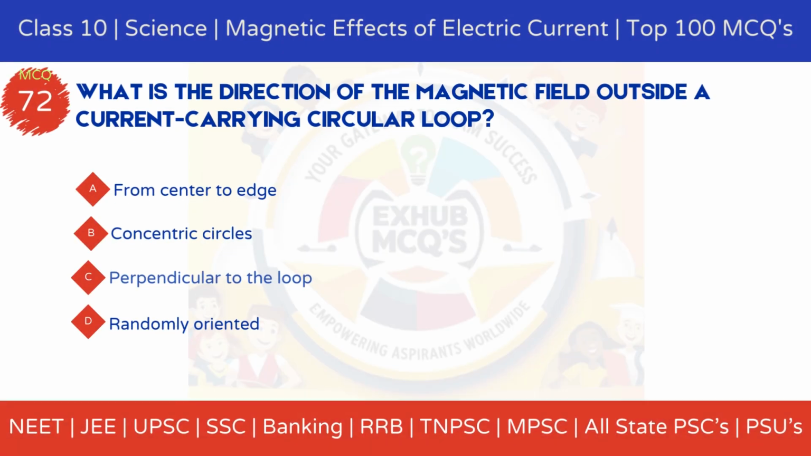72. What is the direction of the magnetic field outside a current-carrying circular loop? Option A, from center to edge. Option B, concentric circles. Option C, perpendicular to the loop. Option D, randomly oriented.